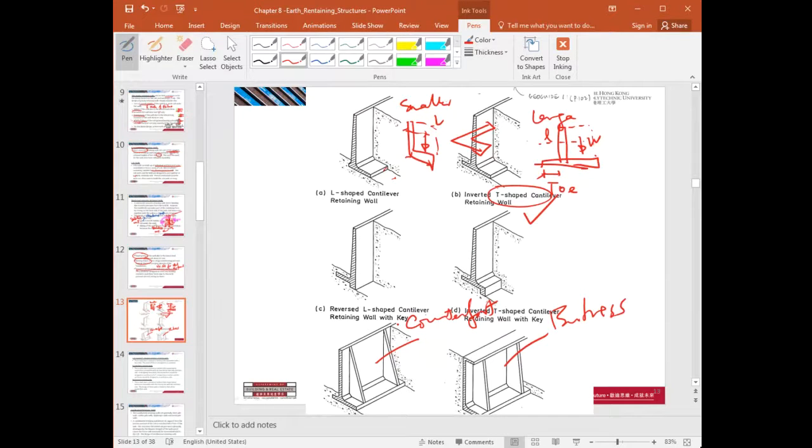If the height of the retaining wall is too high, you have to use a stronger support, either by counterfort or buttress. But of course, the disadvantage of these two types of retaining wall is a much larger space to be occupied, as well as the construction cost, right? It's quite expensive to construct the counterfort or the buttress for the retaining wall.